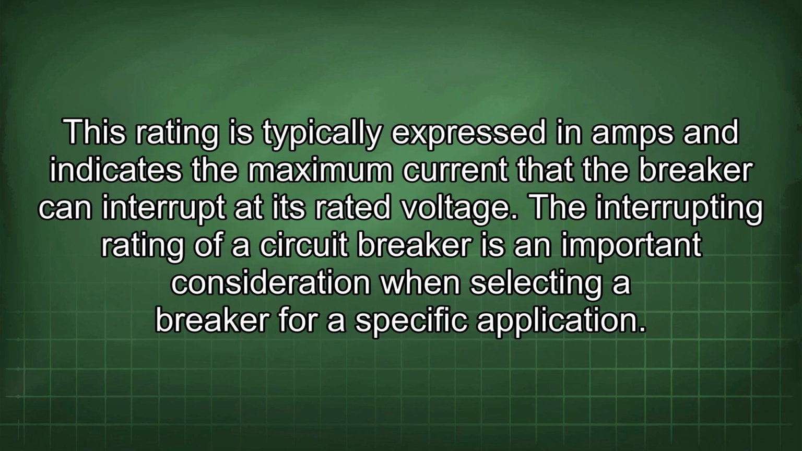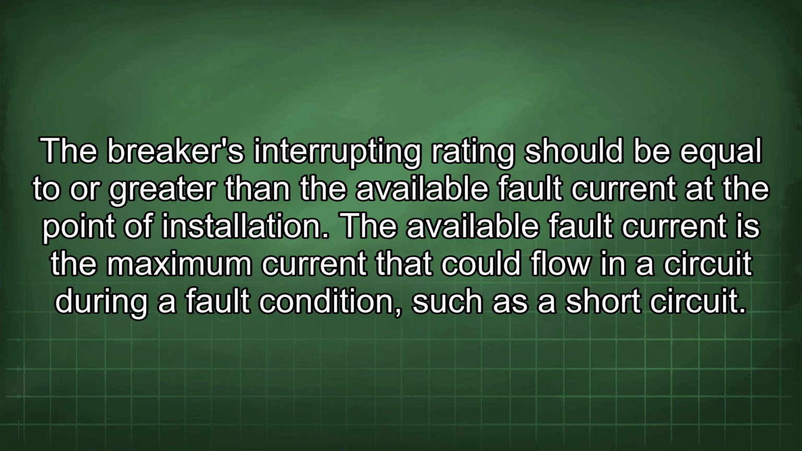This rating is typically expressed in amps and indicates the maximum current that the breaker can interrupt at its rated voltage. The interrupting rating of a circuit breaker is an important consideration when selecting a breaker for a specific application. The breaker's interrupting rating should be equal to or greater than the available fault current at the point of installation. The available fault current is the maximum current that could flow in a circuit during a fault condition such as a short circuit.